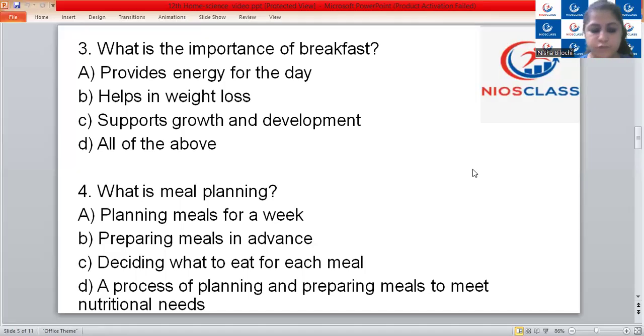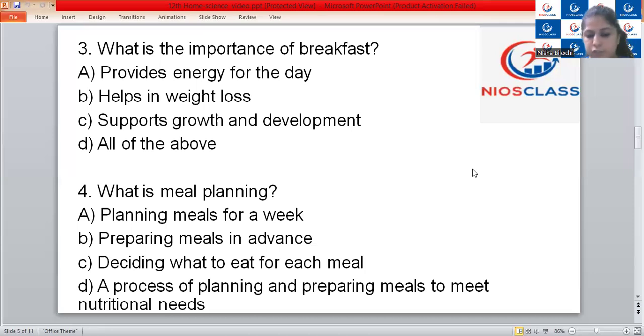So the first option which we have is planning meals for a week, right? Second one is preparing meals in advance. Third one is deciding what to eat for each meal. Fourth one, a process of planning and preparing meals to meet nutritional needs, right?